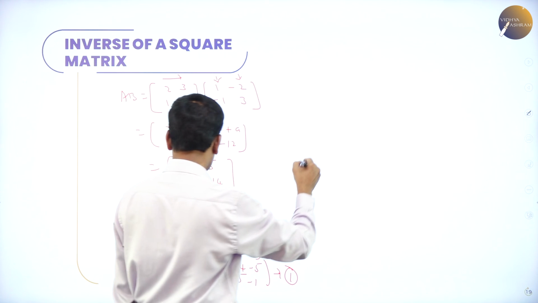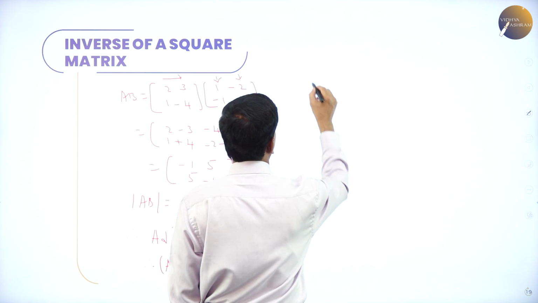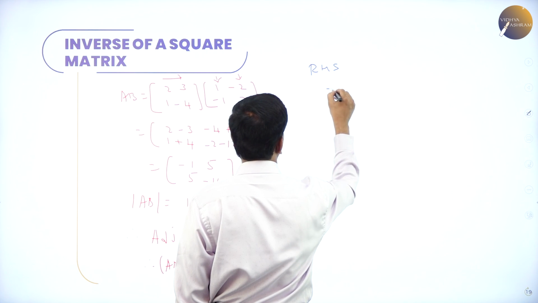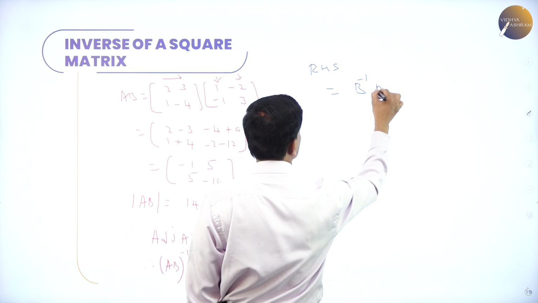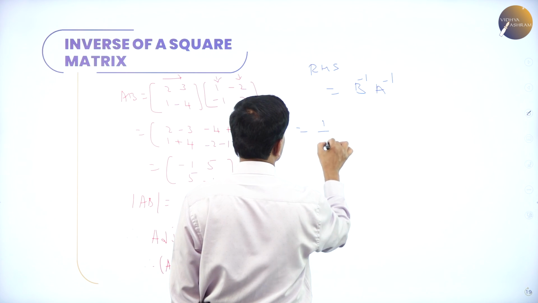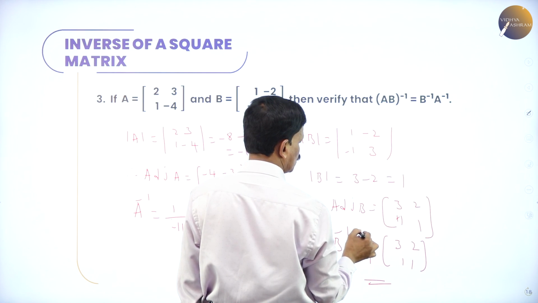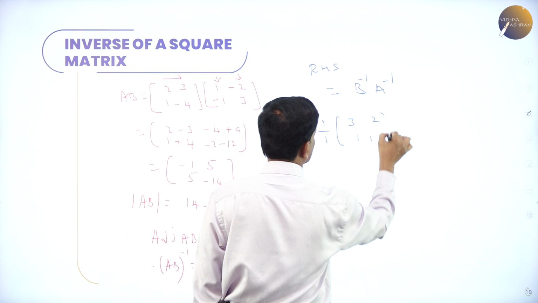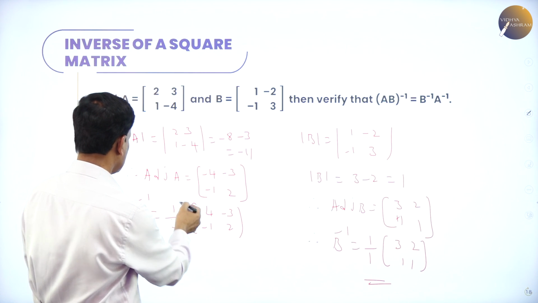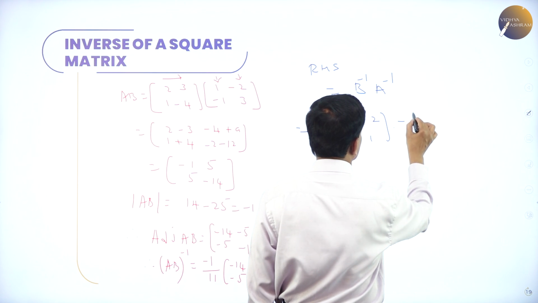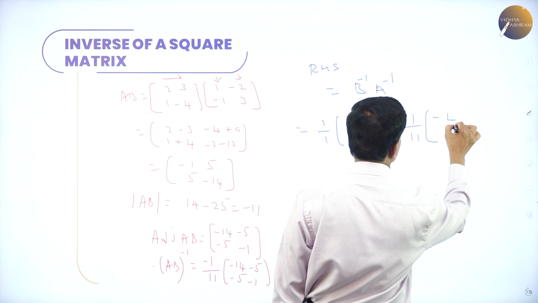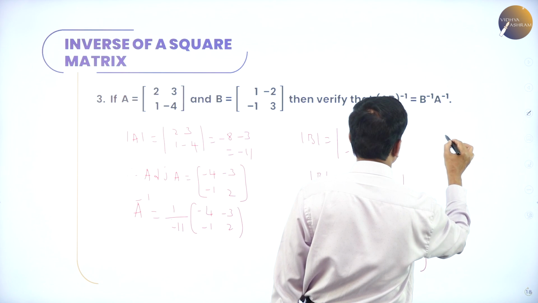Right. Now let us come to the RHS. B inverse, A inverse. What is B inverse? 1 by 1 into 3, 2, 1, 1 into A inverse. What is A inverse? A inverse is minus 1 over 11 into minus 4, minus 3, minus 1, 2.